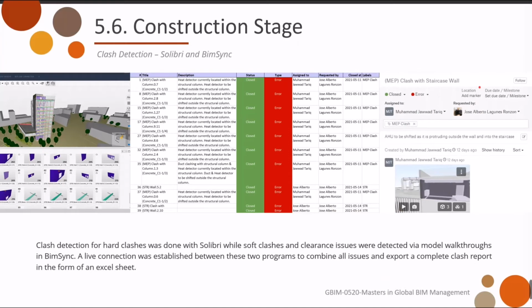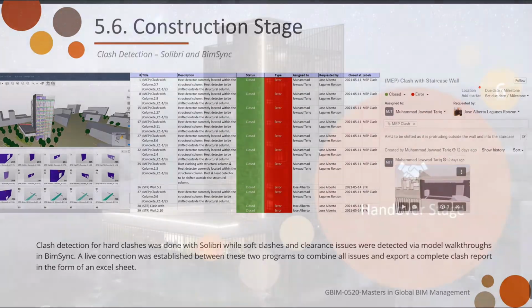All the hard clashes were obtained, analyzed, and closed using both Solibri and BIMsync. 3 different clashes were performed: architectural versus structural versus MEP, and structural versus MEP. Each one of the clashes was analyzed and assigned to the corresponding manager for correction in the native model. Now, my teammate Subhendu will talk about the handover phase.